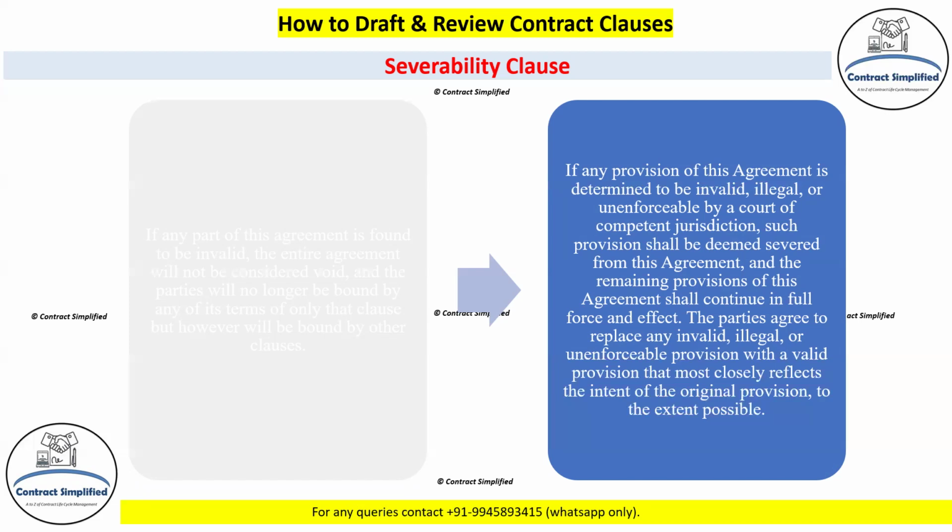So, to recap, let's look at three important points that we have to consider. First, don't invalidate the entire agreement. A severability clause should ensure that only the invalid portion is affected, not the entire agreement. Second, specify the jurisdiction. Make it clear that the invalidity must be determined by a court of competent jurisdiction. Thirdly, cover different scenarios. Mention illegal and unenforceable to address various potential issues. This ensures the contract remains intact even if one part is unenforceable, keeping it functional and protecting both the parties.